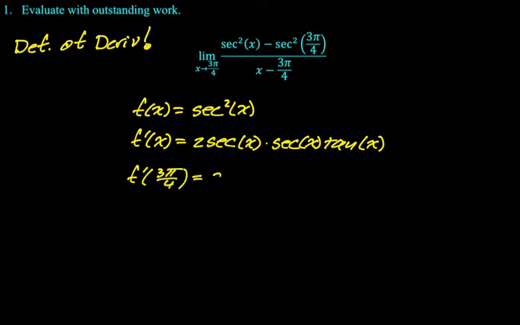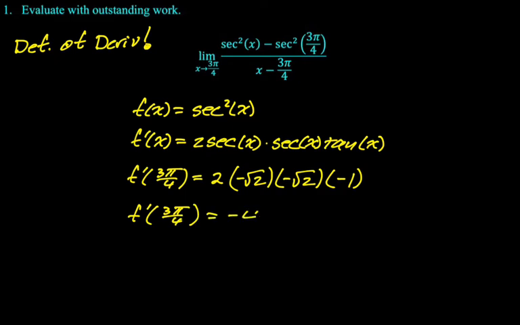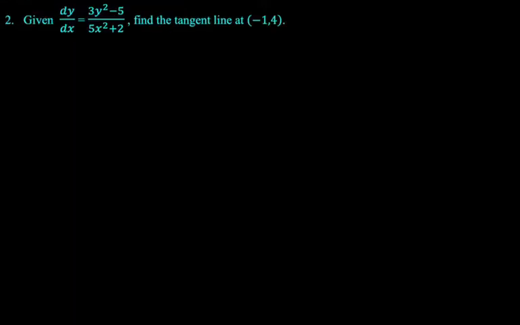So 2, negative root 2, sorry, I was doing 2 pi over 3, I think. Negative root 2 again, and then the tangent of 3 pi over 4 is negative 1. So overall, this will give us negative 4 for our answer. And don't forget, that's the answer to the limit. We evaluated a derivative, so it's probably a good idea to go back and say that, therefore, it is the answer to the limit. All right, next question.